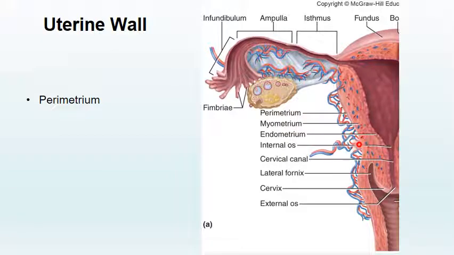Just like most of our organs, we're going to see a connective tissue layer, and then a muscular layer, and then a mucosal layer. So the perimetrium is that connective tissue. The myometrium is our muscular layer. It is going to make up a majority of the uterine wall. So when we look at the myometrium over here, we can see that it's a nice thick layer. So all of this is going to be smooth muscle. So smooth muscle that makes up most of the uterine wall is going to be the myometrium.